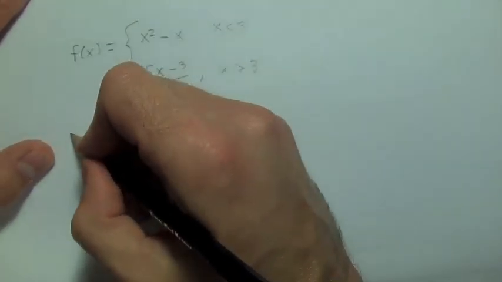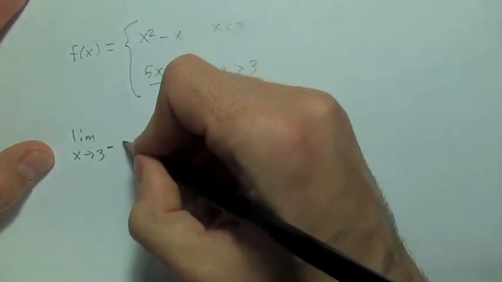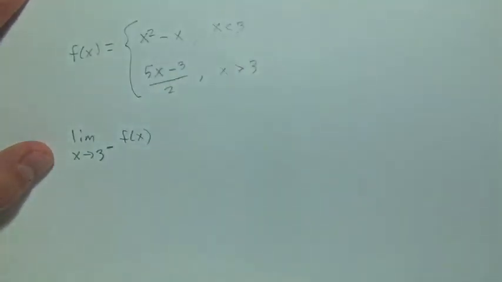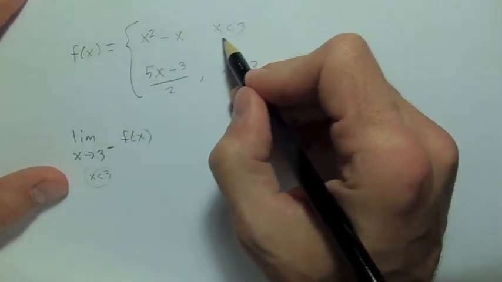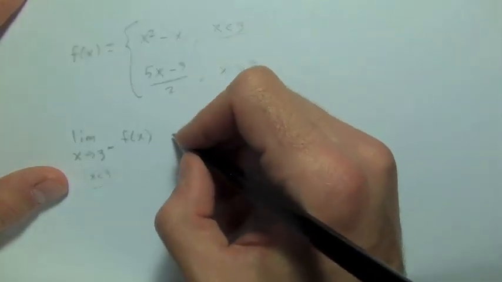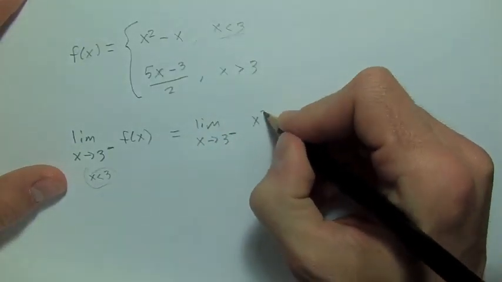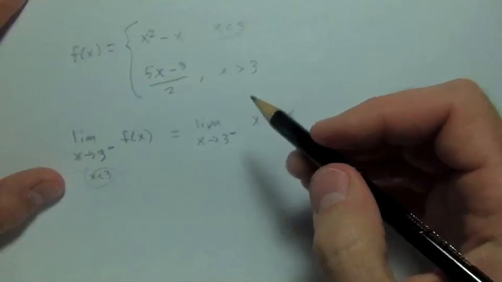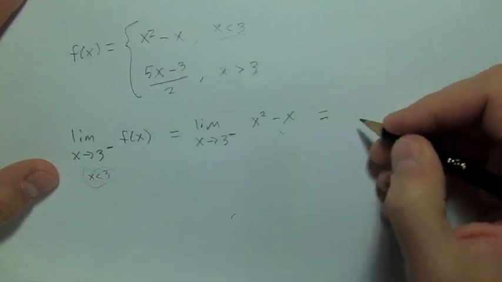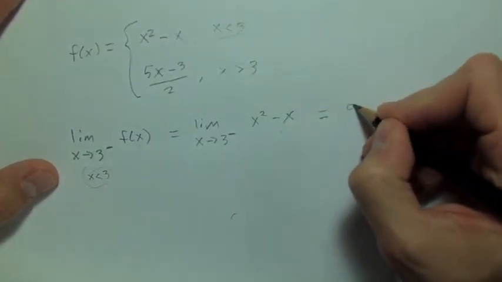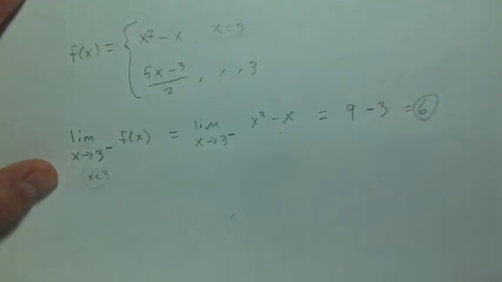All right, we're going to do the same thing. The limit as x goes to 3 from the left of f of x. From the left, remember that's where x is less than 3. So that should be this top piece here. So that's going to be the limit as x goes to 3 from the left of x squared minus x. I want this piece written. Remember, I want to see which piece you're actually choosing. And that will be 3 squared minus 3, so that will be 9 minus 3, which is 6.